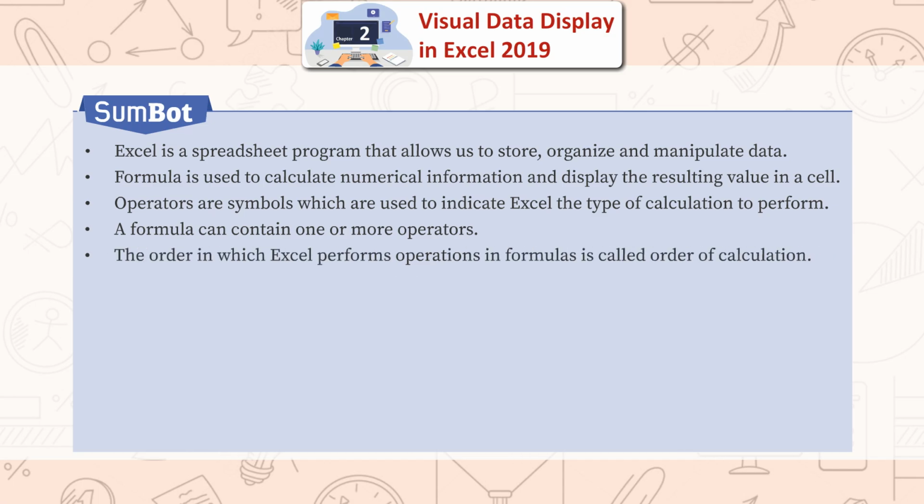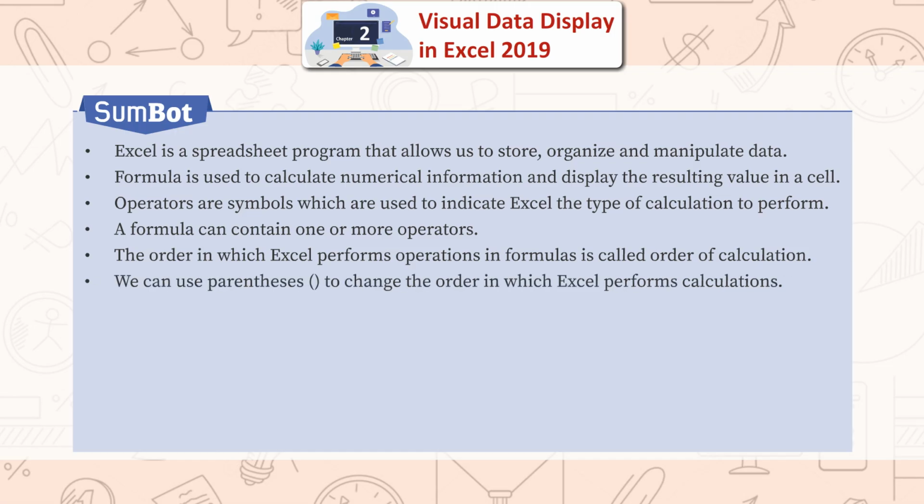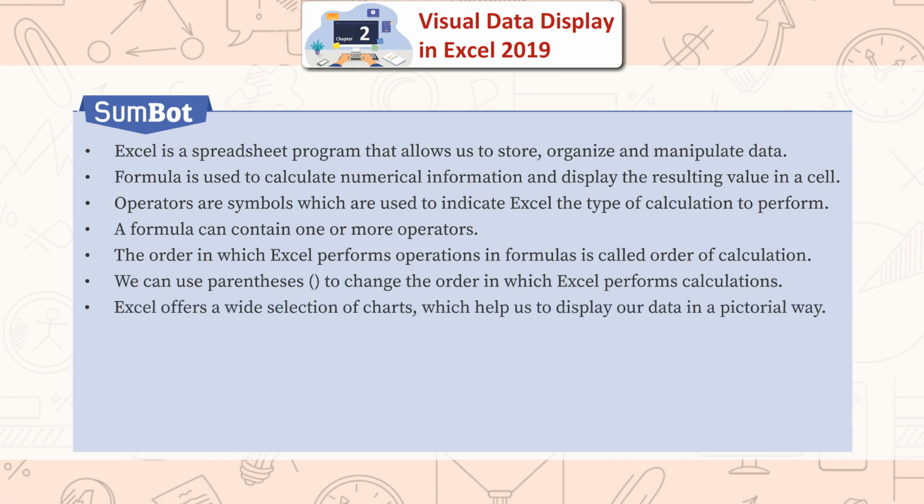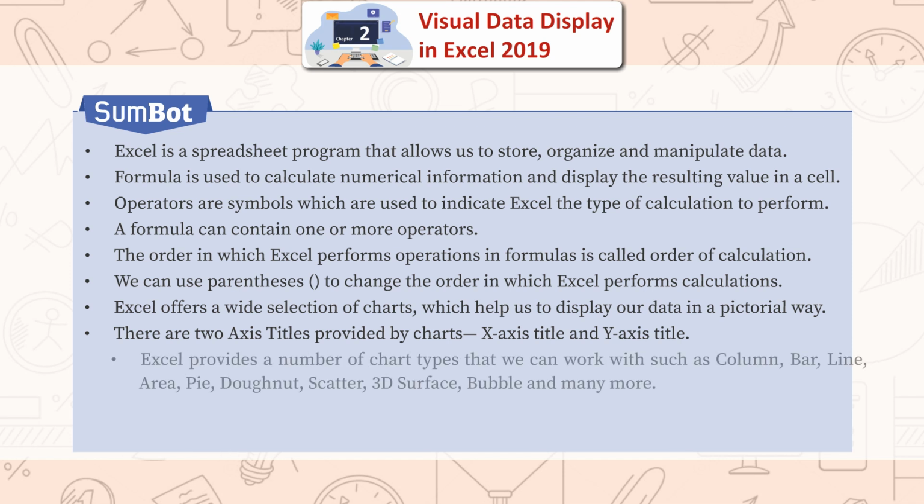The order in which Excel performs operations in formulas is called order of calculation. We can use parentheses to change the order in which Excel performs calculations. Excel offers a wide selection of charts which help us to display our data in a pictorial way. There are two axis titles provided by charts, X-axis title and Y-axis title.